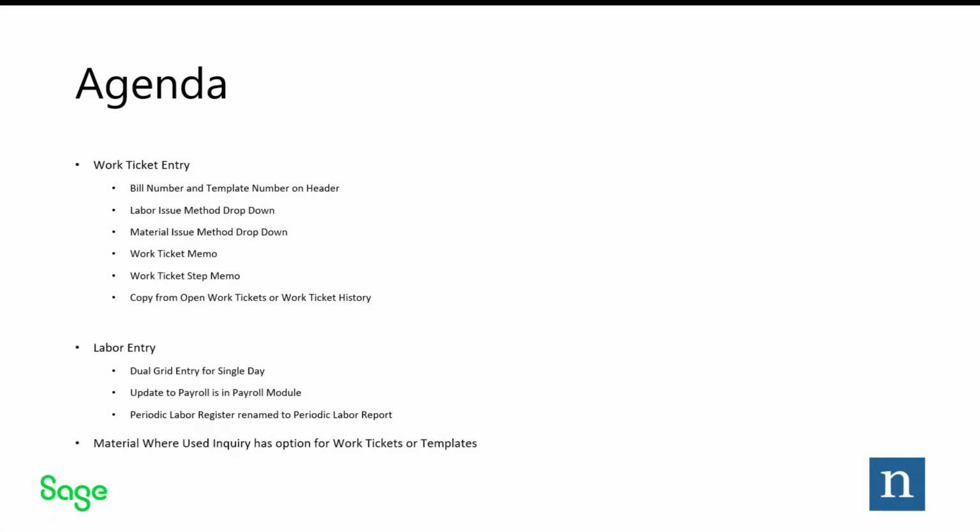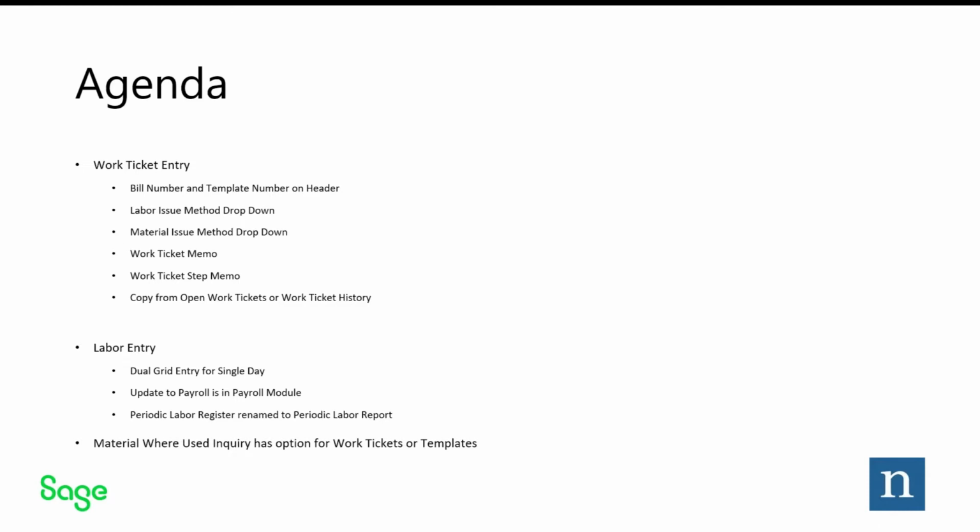Some changes have also been made in work ticket entry. So first of all, the bill number and template number is now on the header of the work ticket entry screen. There are options for labor issue method and material issue methods that now have drop downs. You can now create work ticket memos, and you can also create memos for work ticket steps. When you copy from, there are now options to only copy from open work tickets or work ticket history. You no longer have the option to copy from the bill and bill of materials or from the template.